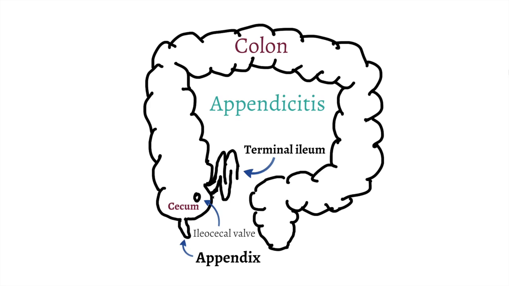As a side note, the ileocecal valve is a one-way valve located where the terminal ileum, the last part of the small bowel, empties into the colon. The ileocecal valve allows flow from the small bowel to enter the colon, but prevents content from the colon entering the small bowel. The appendix is located typically at the base of the cecum, but its location can vary from one person to another, making diagnosing appendicitis difficult.